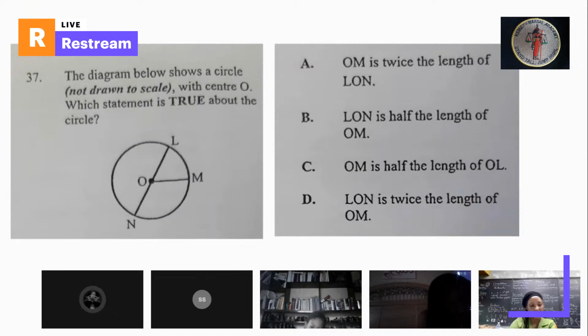It's the diameter, guys. Come on. Listen, what's the answer for number 37? Which of these statements is true? Which letter? D. So you're saying LON is twice the length of OM? All right, that is correct, because LON is the diameter, it's 2 times the radius, which is OM. So D is correct.